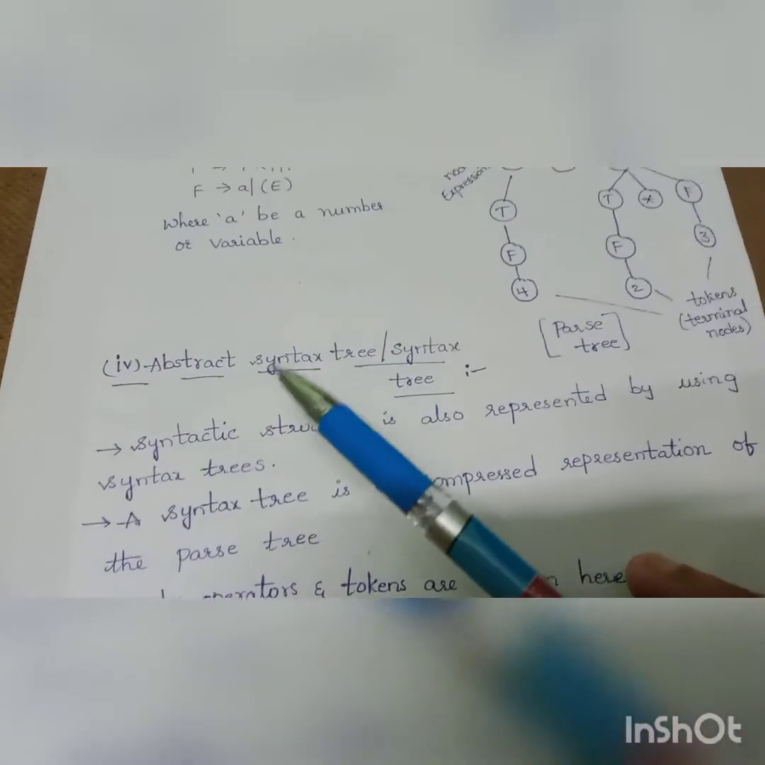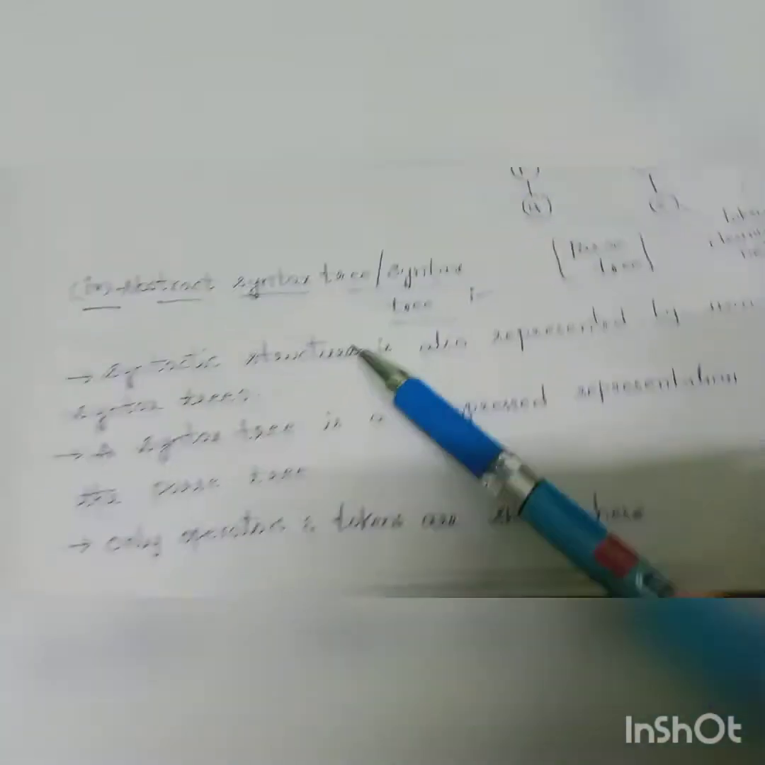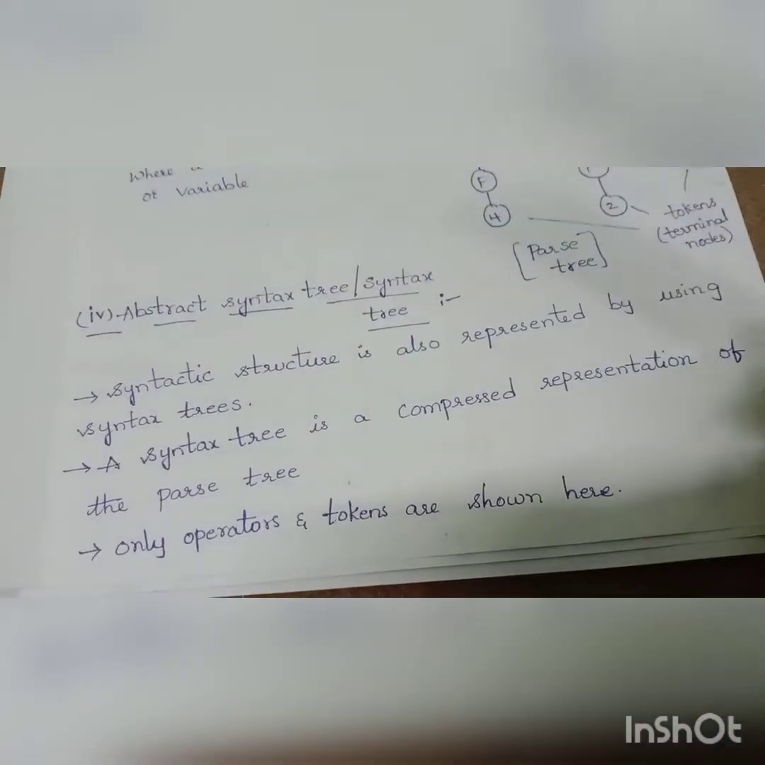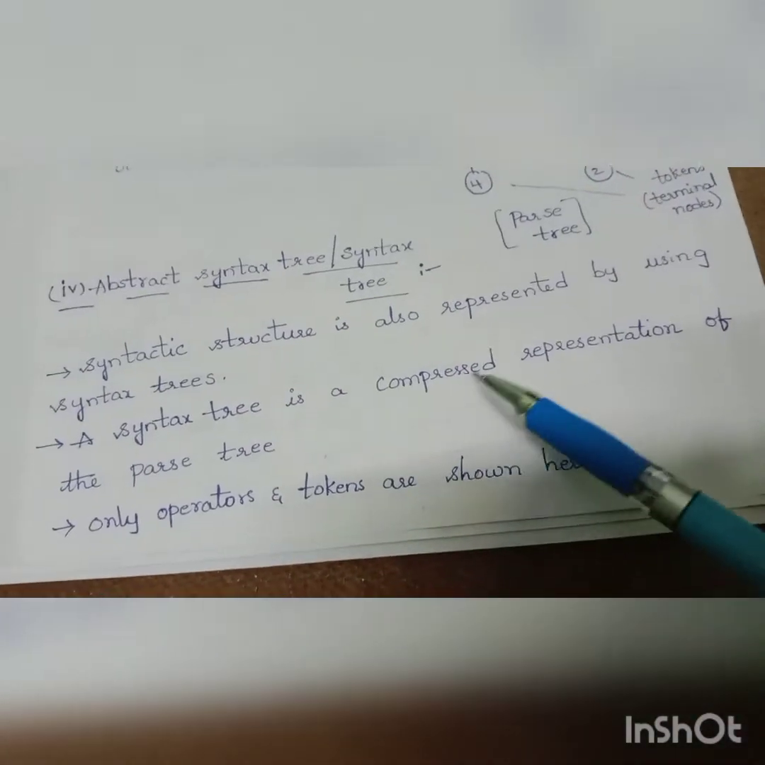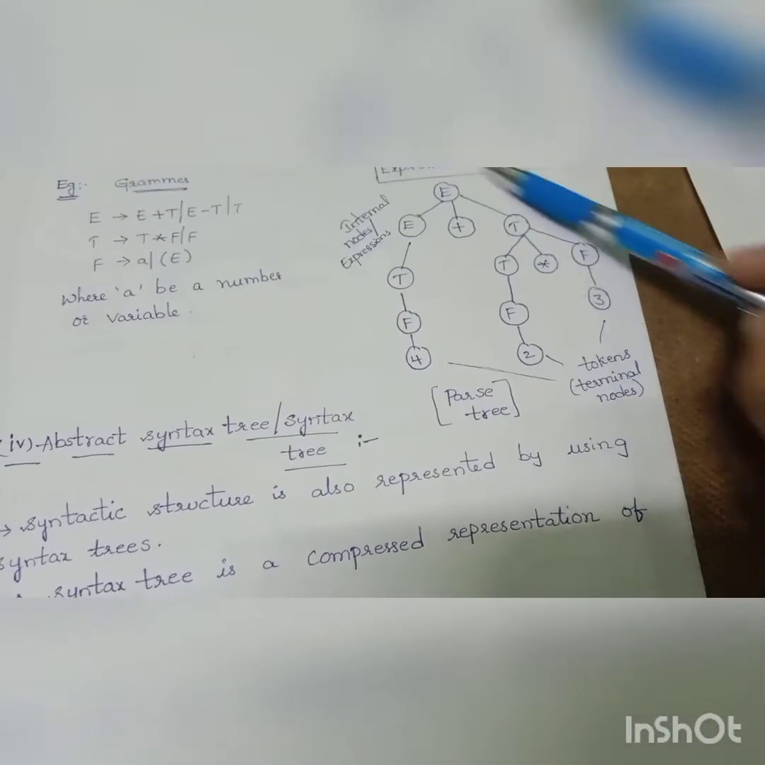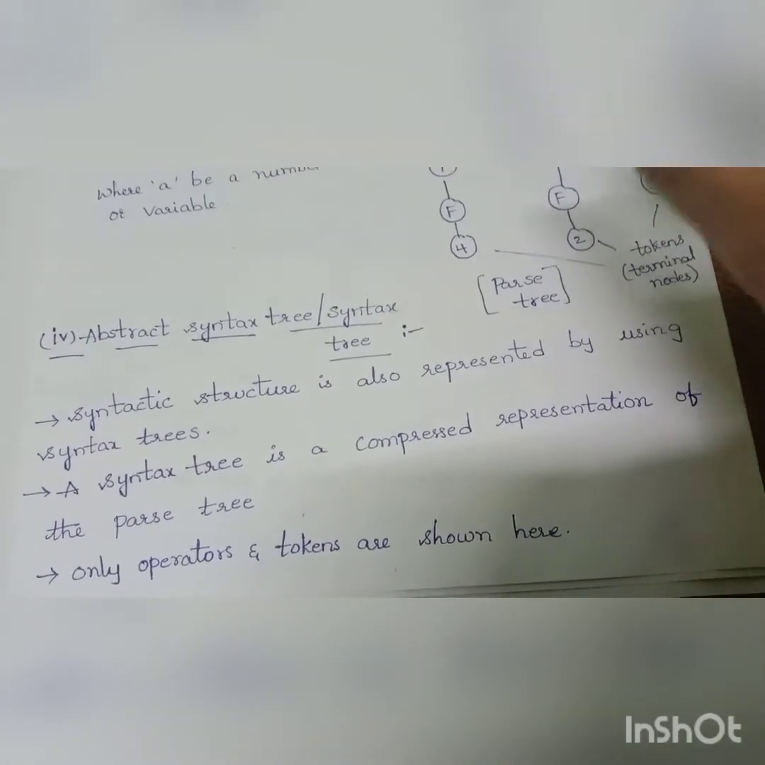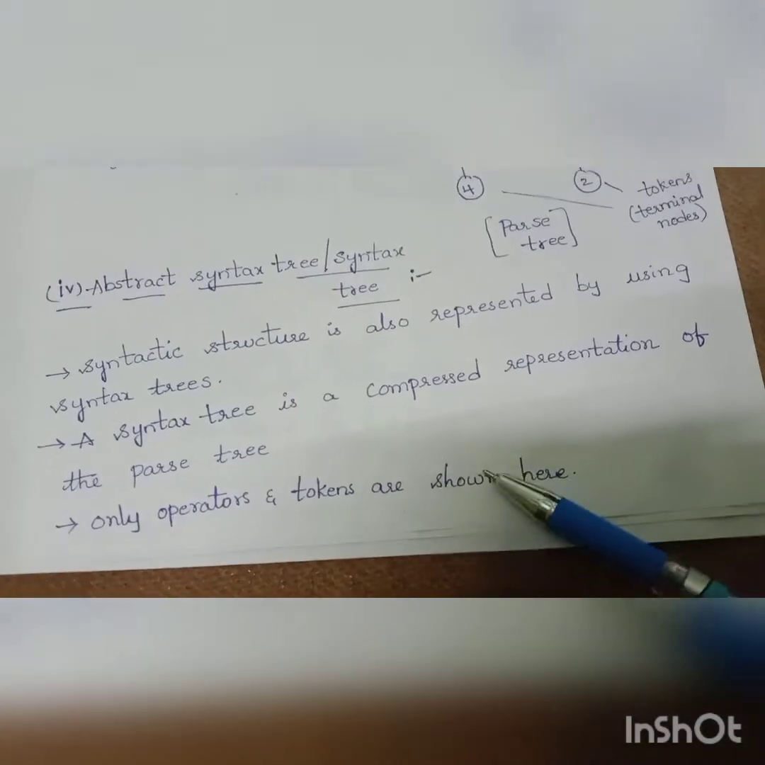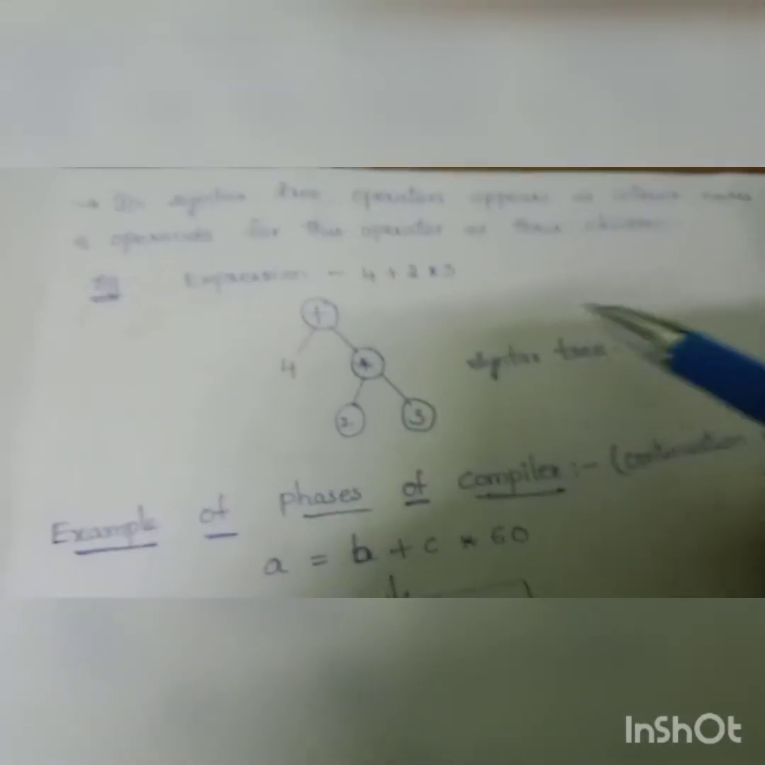And next one is the abstract syntax tree, or syntax tree. The syntactic structure can also be represented by using a syntax tree. So we can represent it by using a parse tree as well as a syntax tree. A syntax tree is the compressed representation of the parse tree. We have constructed the parse tree, no? The compressed representation of the parse tree is called the syntax tree. Only the operators and tokens are shown in this syntax tree. So this is the syntax tree.